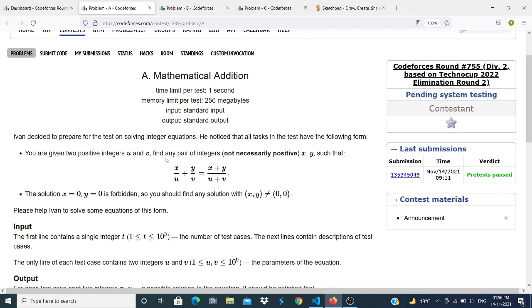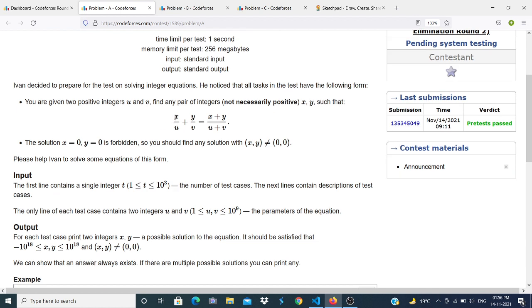So initially I thought of several approaches, like making x as 0, and then we will be just left with y by v is equal to y by u plus v, right? But that won't work. So what I thought over this is that I just assumed that let x by u be an integer.